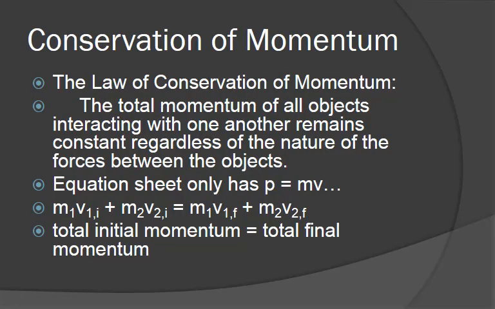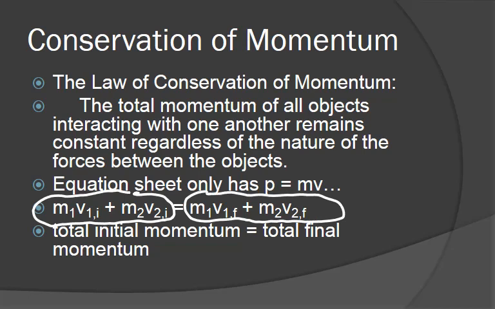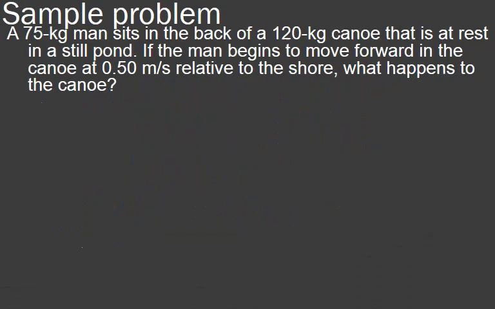So remember, with conservation of momentum, all the initial momentums equal all the final momentum. On your equation sheet, you do not have this. They expect you to know that momentum's conserved, starting and finishing with the same amount, and so you do need to memorize that. Let's go ahead and try this one as we get started with practice with that.